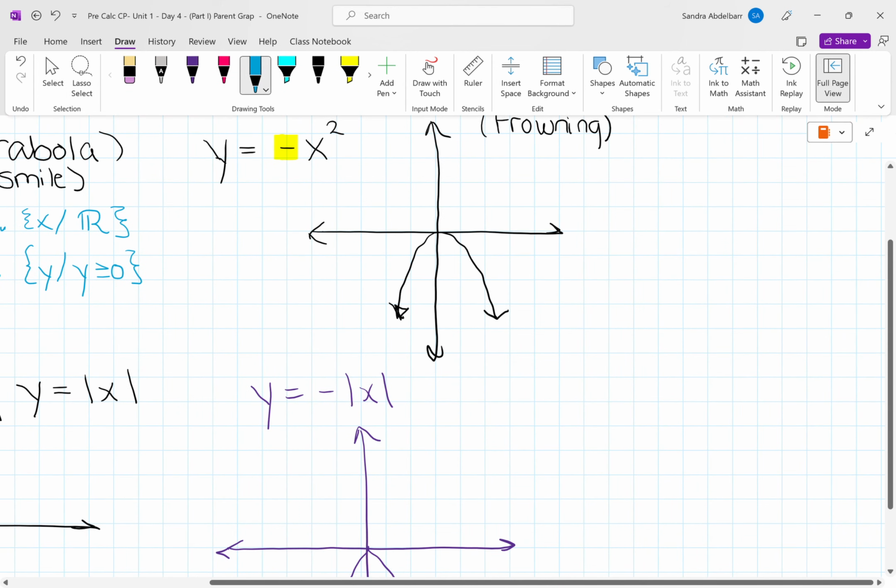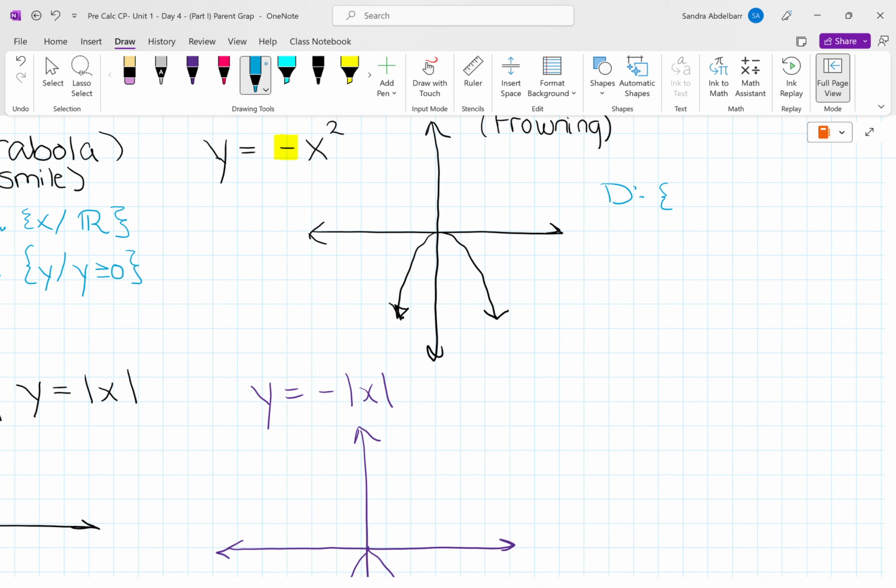All right, let's talk about our domain for our frowning parabola. Is it still all reals? Yeah. But now our range is different. What's our range for this? Erin? Less than or equal to 0? You got it. y such that y is less than or equal to 0.